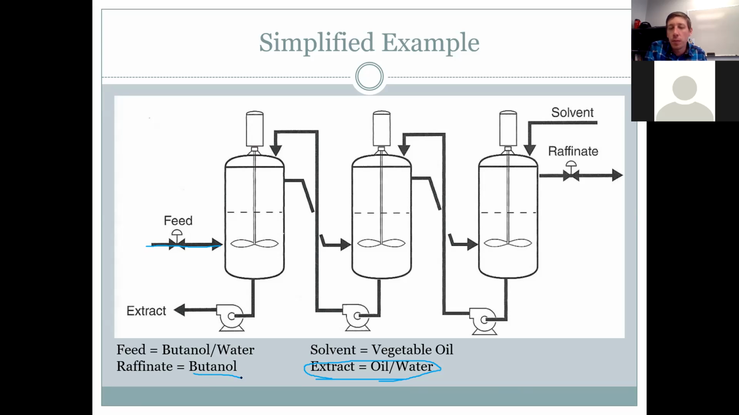extraction. The reason we could do this is we could separate out butanol and water by boiling point, but if we do that, it's going to damage the butanol mixture that we have. And so we don't want to damage that by increasing the temperature to the point where it's vaporizing. So what we do is we use a solvent extraction.